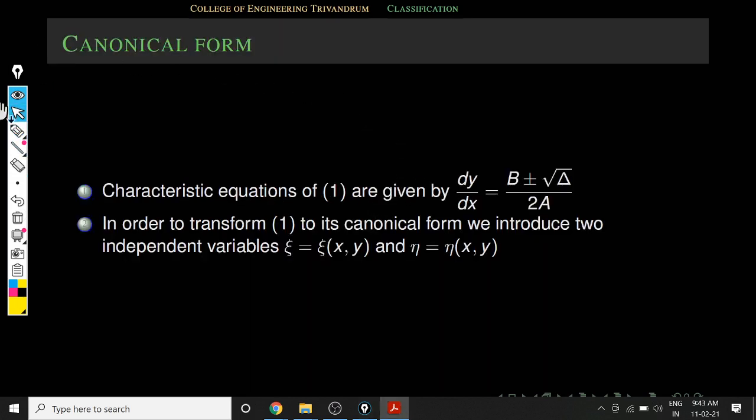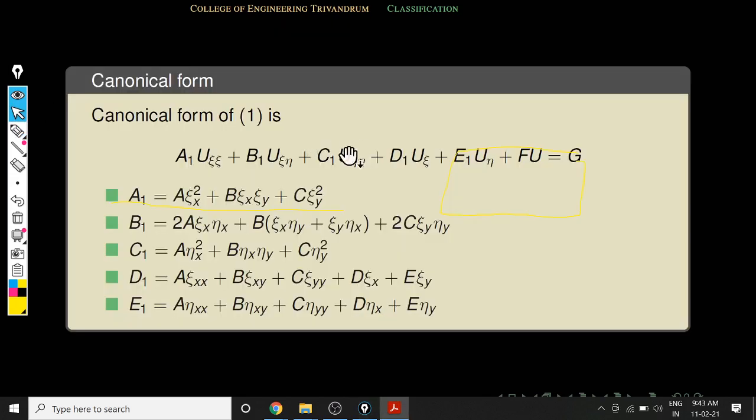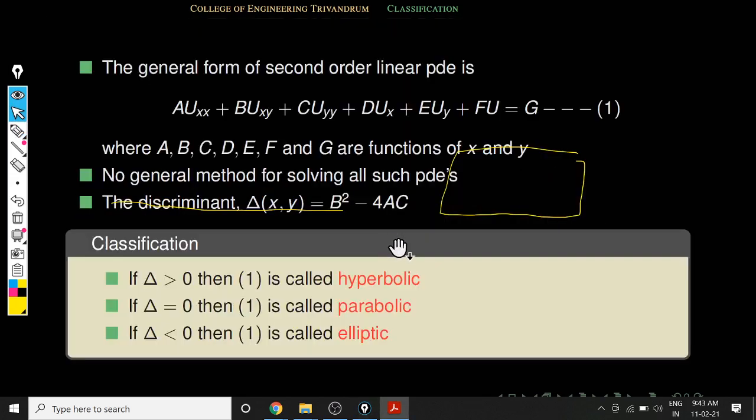Next we are going to define the canonical form. Before going to the canonical form, we are going to define the characteristic equations of the given PDE. The characteristic equations are given by this formula. By solving this equation, we get the characteristic equations. And delta is nothing but our discriminant. So we have three cases, because there are three types of discriminants: hyperbolic, parabolic, and elliptic.